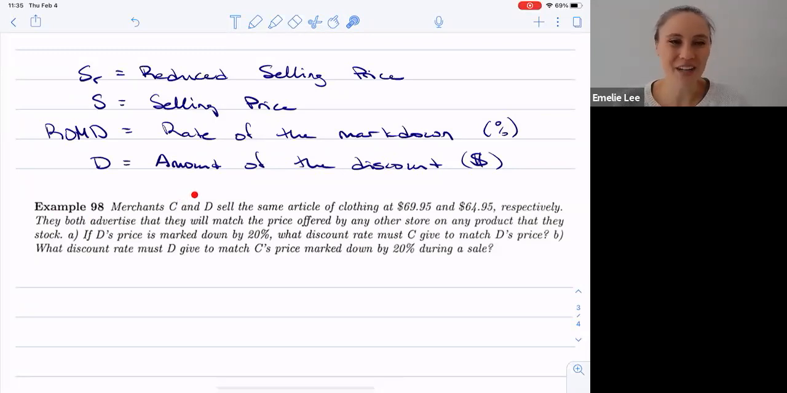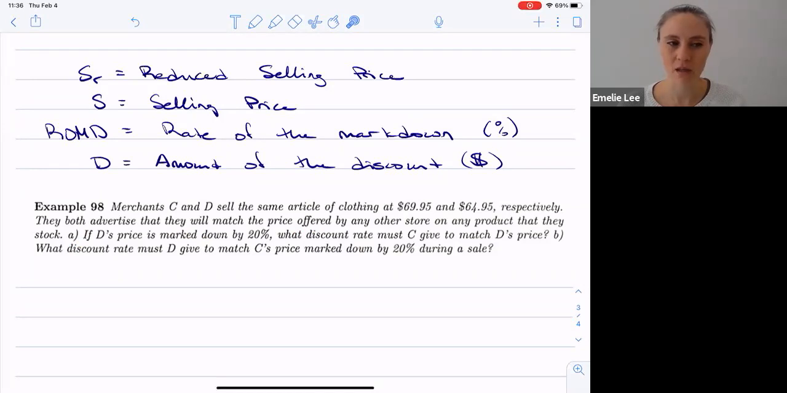We have unknown merchants C and D, ooh, mysterious, who sell the same article of clothing for $69.95 and $64.95 respectively. So merchant C sells it for $69.95 and merchant D sells it for $64.95. They both advertise that they will match the price offered by any other store on any product that they stock. So our first situation: if D's price is marked down by 20%, what discount rate does C have to give to match that price?